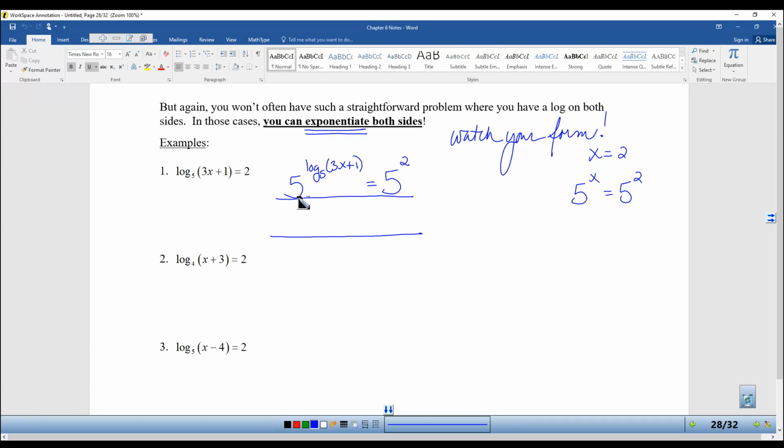Because if I have a base 5 being raised to a log base 5, and exponential functions base 5 cancel each other out, I just get 3x plus 1. On this side, the 5 doesn't cancel. I added that to both sides, but on this side, it is equal to 25. So now I can rewrite this as 3x is equal to 24, x is equal to 8.